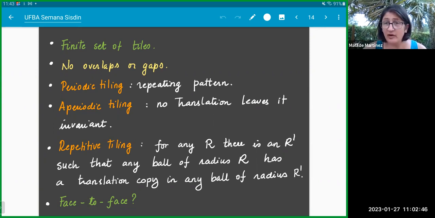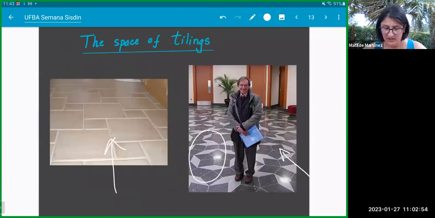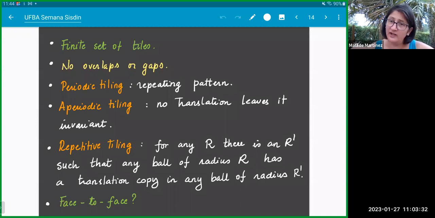You say your tiling is periodic if you have a repeating pattern. The example on the left is a periodic tiling: you have a pattern which repeats itself. In an infinite floor, which would be R2, this would mean that there are two linearly independent translations that leave the tiling invariant. And the tiling on the right is not periodic. That's exactly one of the main features of what we call a Penrose tiling. You don't have a compact patch which just repeats itself. So it is periodic when it has a repeating pattern, and it's aperiodic when no translation leaves it invariant.